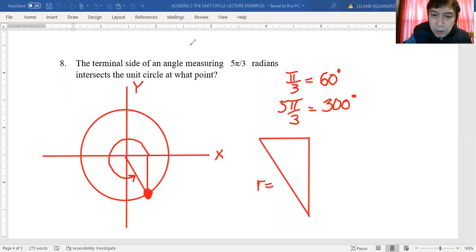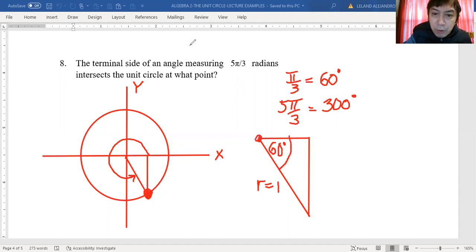This is the radius of the circle. The angle here is, of course, 60. There, the reference angle, okay? You know the definition of reference angle, it's the difference of the terminal side and the x-axis. So we have here 60.